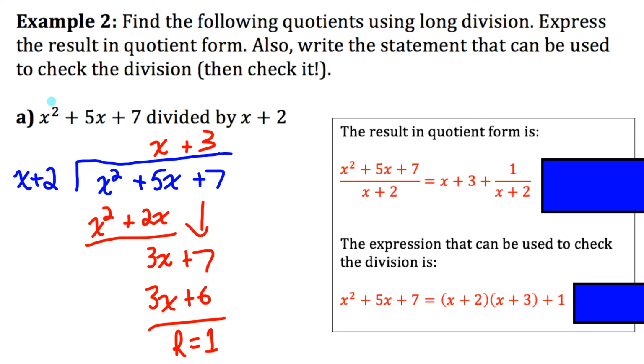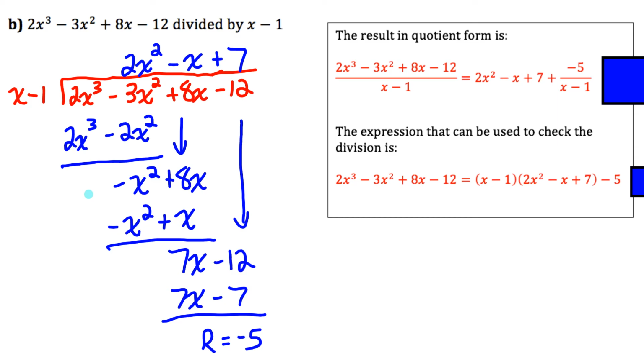In that dividend, look at the three terms. There's a degree 2 term, a degree 1 term, and a degree 0 term. Look at part B. There is a degree 3 term, a degree 2 term, a degree 1 term, a degree 0 term. Now, it's important to notice that those terms are all in descending order of degree, which when we're doing the long division, make sure it's set up like that. But also notice all degree terms were represented. There was a 3, 2, 1, and 0.